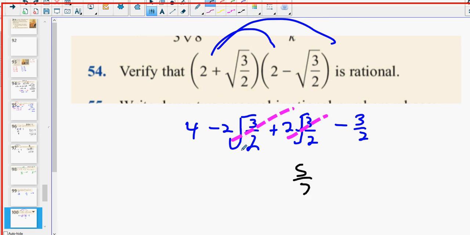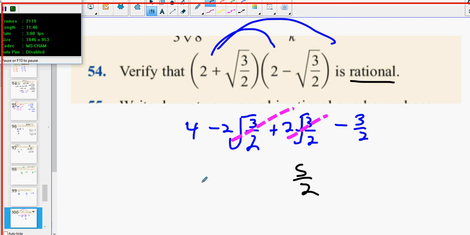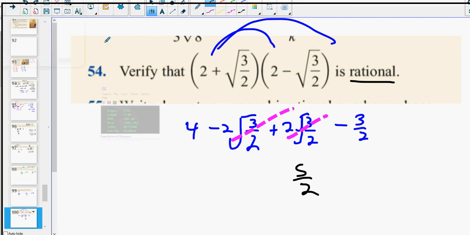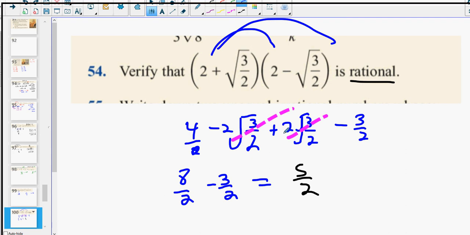5 over 2. Is 5 over 2 a rational number? Why is it a rational number? Because it's a fraction and there's no square root signs. 5 over 2. You can put into your calculator as 4 take away 3 over 2, or you can get common denominator. Common denominator would make that 8 over 2 for 4. 8 over 2 minus 3 over 2 is 5 over 2.